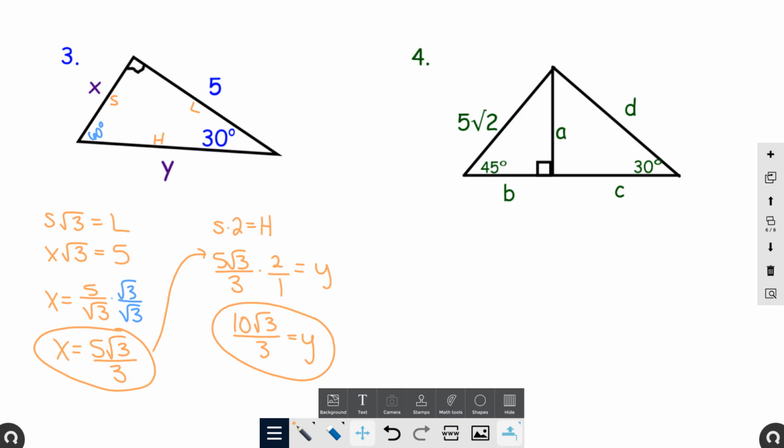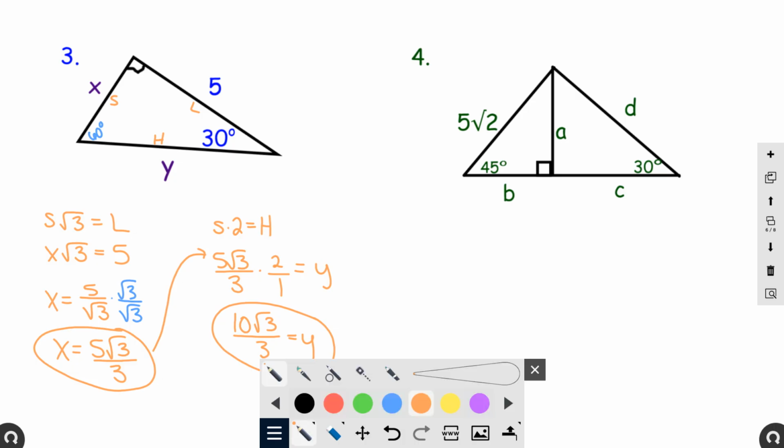Now, in this particular picture, we have one big triangle, but remember, our whole unit is on right triangles. So, we actually have two right triangles. We have one on the left and one on the right. Notice the one on the right, we have just A, C, and D as our side lengths, so that's not going to help us. We're going to have to use this one over here on the left. And what kind of triangle is this one?